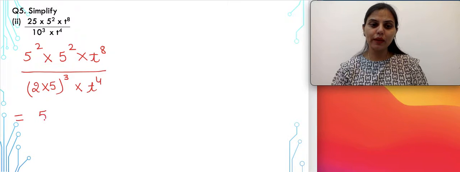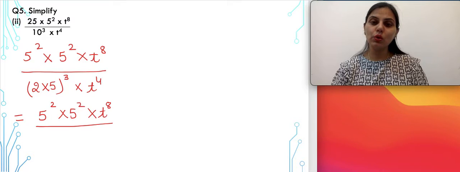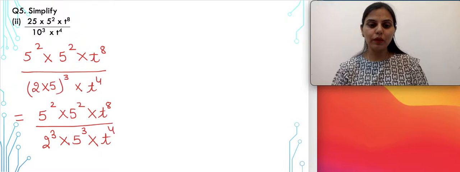Or this can be written as 5 square multiplied by 5 square multiplied by t raised to power 8, divided by... Now when you open this bracket, this cube power will come both with 2 also and with 5 also. So let's see how we are going to write this. 2 cube multiplied by 5 cube multiplied by t raised to the power 4.